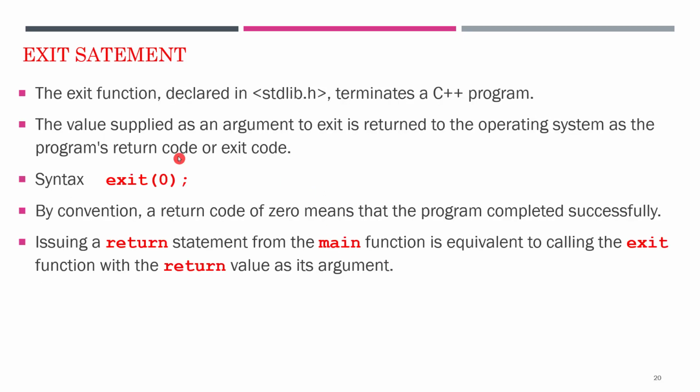Next is the exit statement. The exit function declared in standard library routines terminates the C++ program. The value supplied as an argument to exit is returned to the operating system as the program's return code or exit code. Syntax is exit 0. By convention, a return code of 0 means that the program completed successfully. A return statement from the main function is equivalent to calling the exit function with the return value. So the return statement, which is commonly used in a program, is similar to the exit statement.